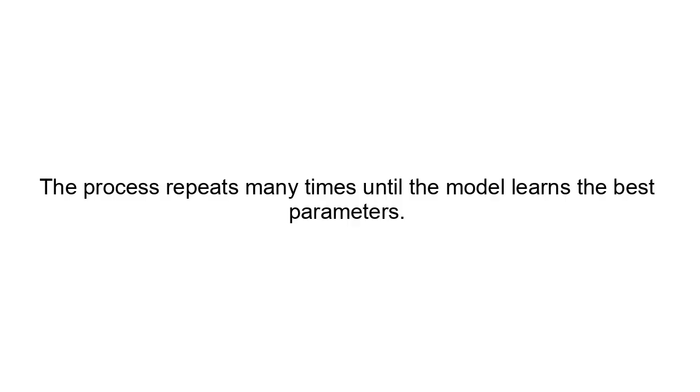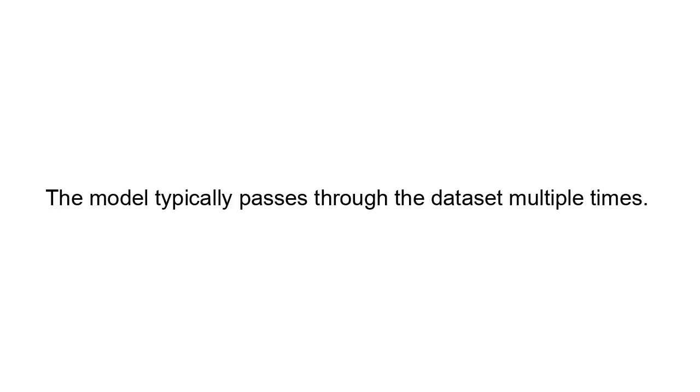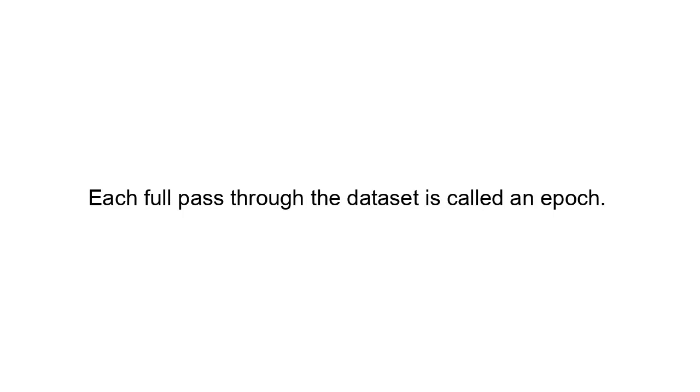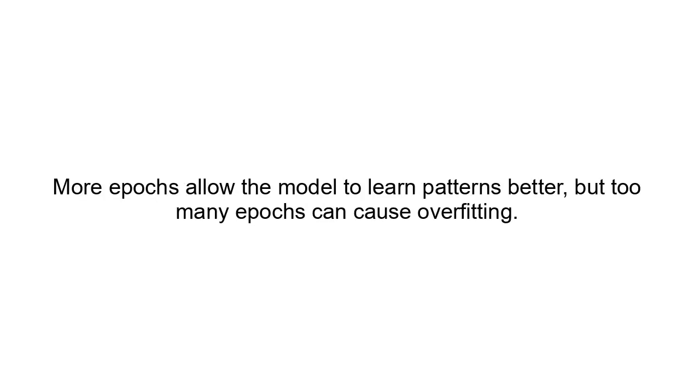Training iterations. Epochs. Training does not happen only once. The model typically passes through the dataset multiple times. Each full pass through the dataset is called an epoch. Example concept. Training data, model learning, repeated epochs. More epochs allow the model to learn patterns better. But too many epochs can cause overfitting.